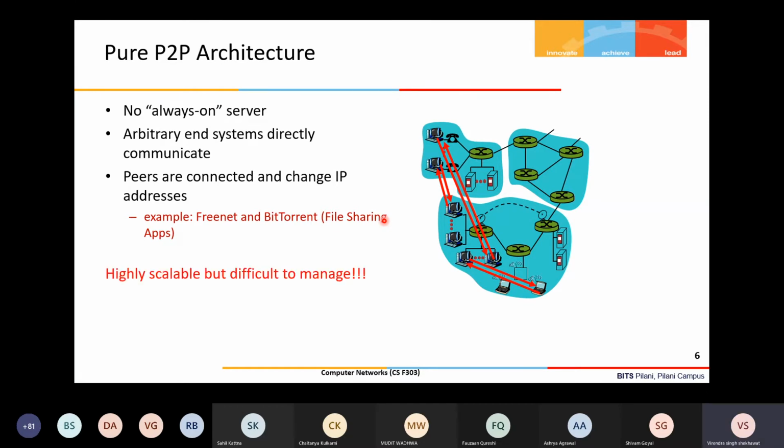We'll cover more on peer-to-peer applications in subsequent lectures. As I said, this is highly scalable, but scalability comes with a cost: managing such networks is a tedious task.